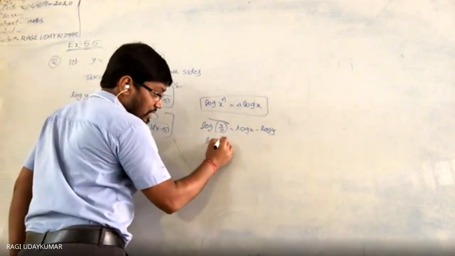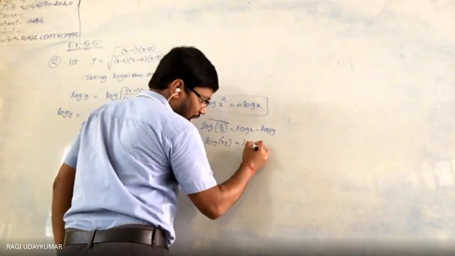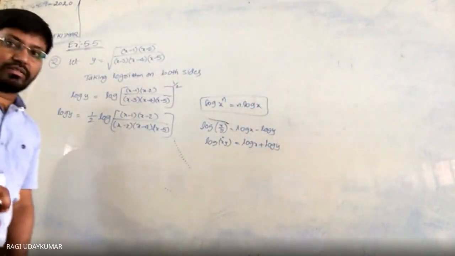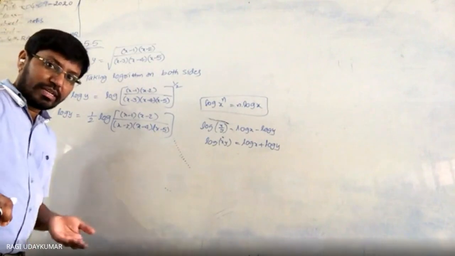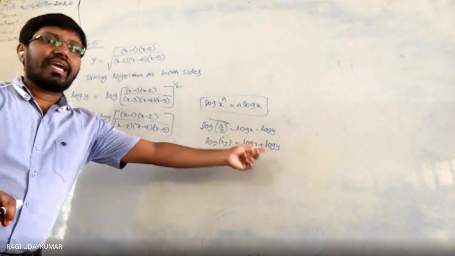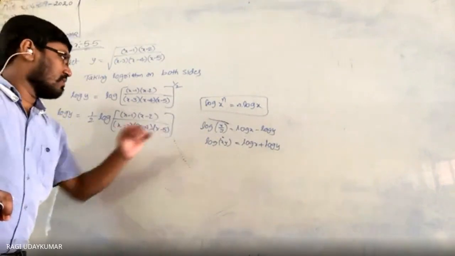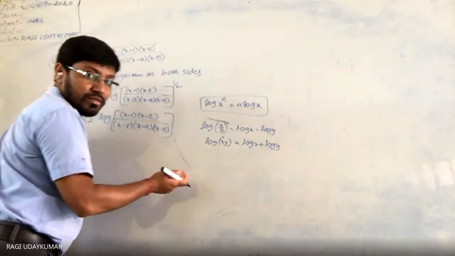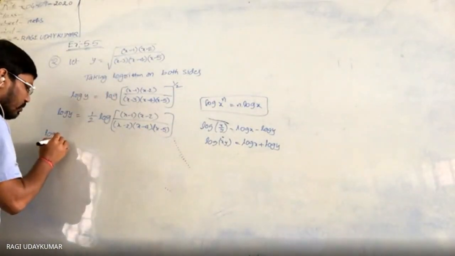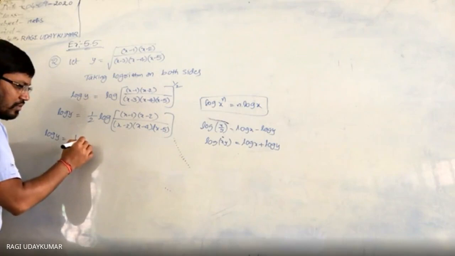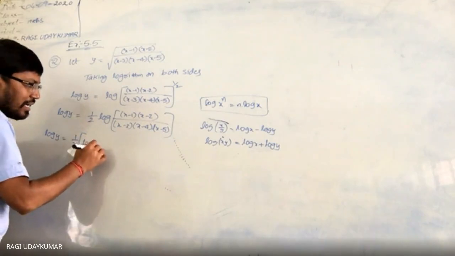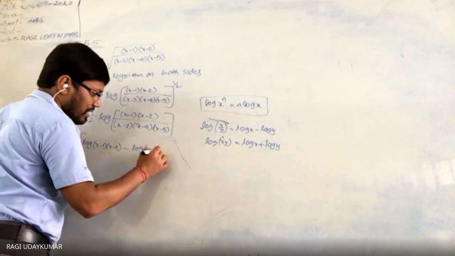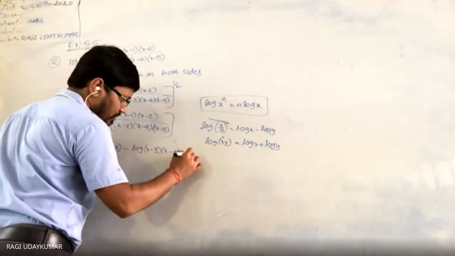And log x into y is equal to log x plus log y. Properties of logarithms we learned yesterday. So using those properties, log xy is equal to log x plus log y, log x by y is equal to log x minus log y. Now here this is x, this is by y. So that can be written as log y is equal to 1 by 2 of logarithm of x minus 1 into x minus 2 minus logarithm of x minus 3 into x minus 4 into x minus 5.